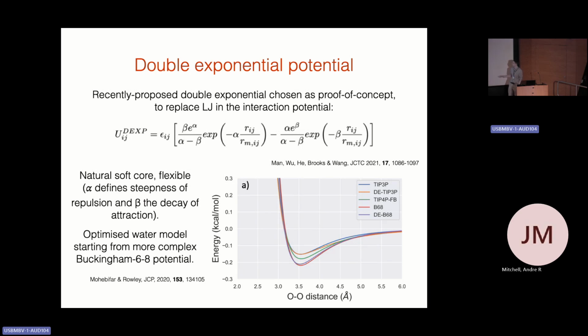Plotted here is the interaction potential between 2 oxygen atoms in water. I've plotted TIP3P here in blue, and orange is a previously optimized double exponential potential, which closely follows the TIP3P model. There's TIP4P in green. In red is a more complex Buckingham 6-8 potential suggested by Christopher Rowley's group. And in purple is a model that we fit here using the double exponential potential form, but starting from the Buckingham 6-8 curve. So it's flexible enough to handle any of these cases.